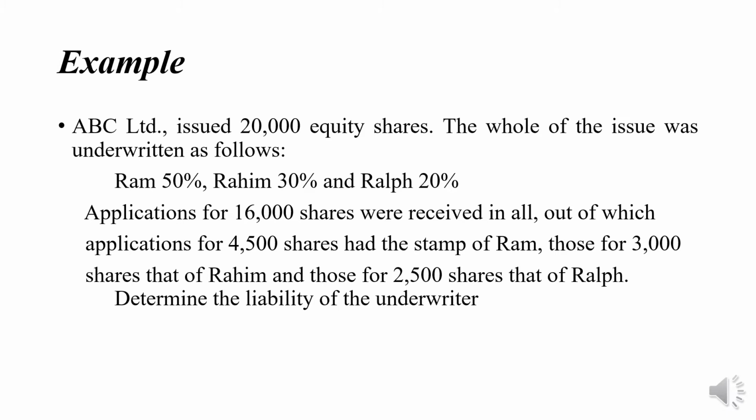Now you deduct 10,000 from the total applications received, which is 16,000. What do we get? 6,000. That balance of 6,000 is called unmarked applications. It's very important to first find out unmarked applications. So unmarked applications is equal to total applications received minus total marked applications.